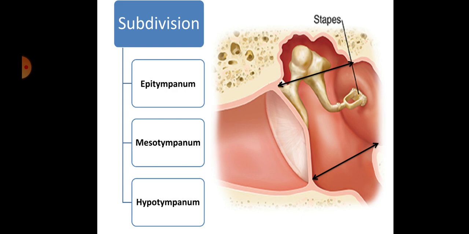So according to B.D. Chaurasia, this classification is a little bit different. He divides the middle ear into only 2 parts. The area above the tympanic membrane is called the epitympanic recess, and the remaining part is called the tympanic cavity.